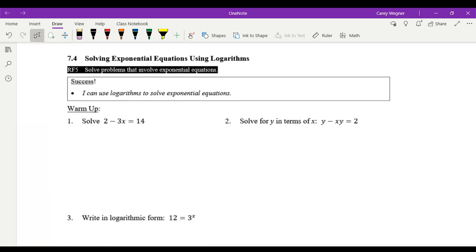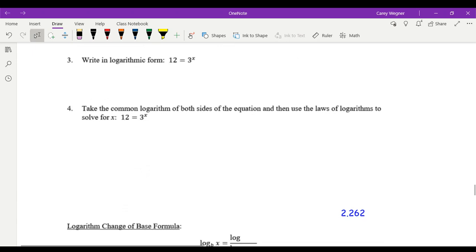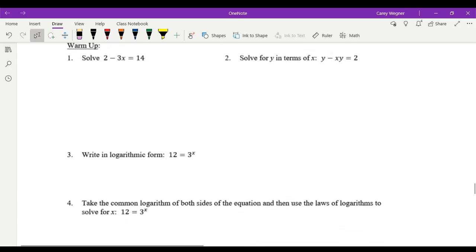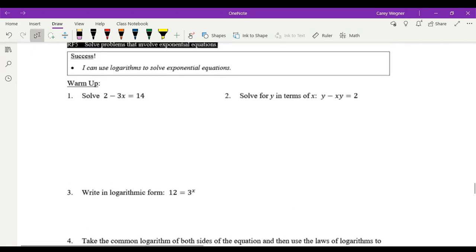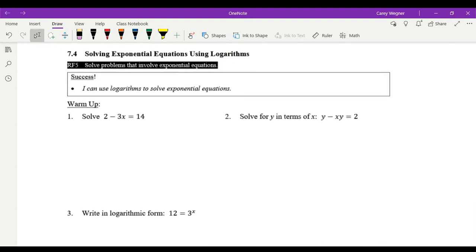First, some warm-up questions. So again, I'll have you pause the video and complete these 4 warm-up questions, it looks like. Maybe just before you do that, again, our measure of success today is just being able to use logarithms to solve exponential equations. So fairly straightforward. Okay, pause the video and do these warm-up questions, please.